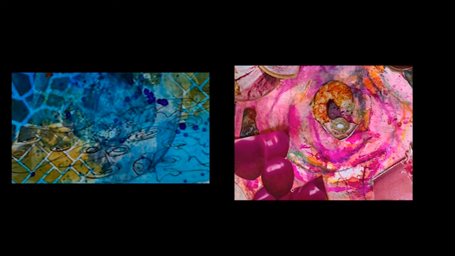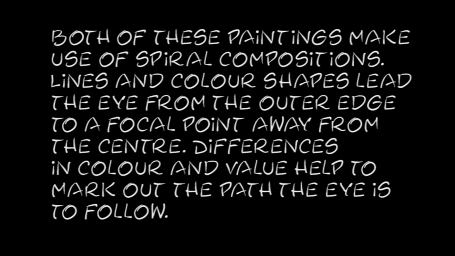Here are two paintings. One is blue-green, the other is red. Whatever the colour is doing, what we're interested in here, though, is how these two paintings are composed. Now you can see quite clearly that there is a spiral. So, how could we express this? Both of these paintings make use of spiral compositions. Lines and colour shapes lead the eye from the outer edge to a focal point away from the centre. Differences in colour and value help to mark out the path the eye is to follow.